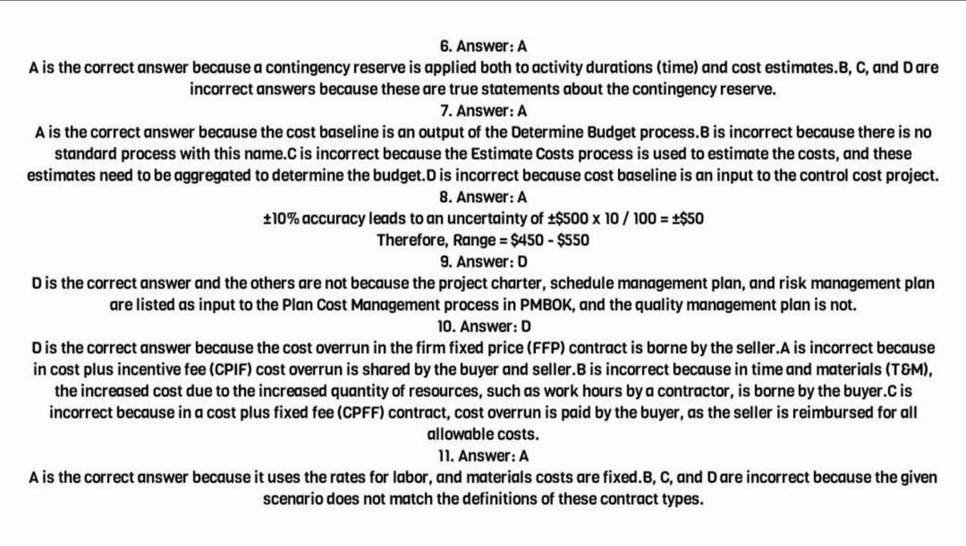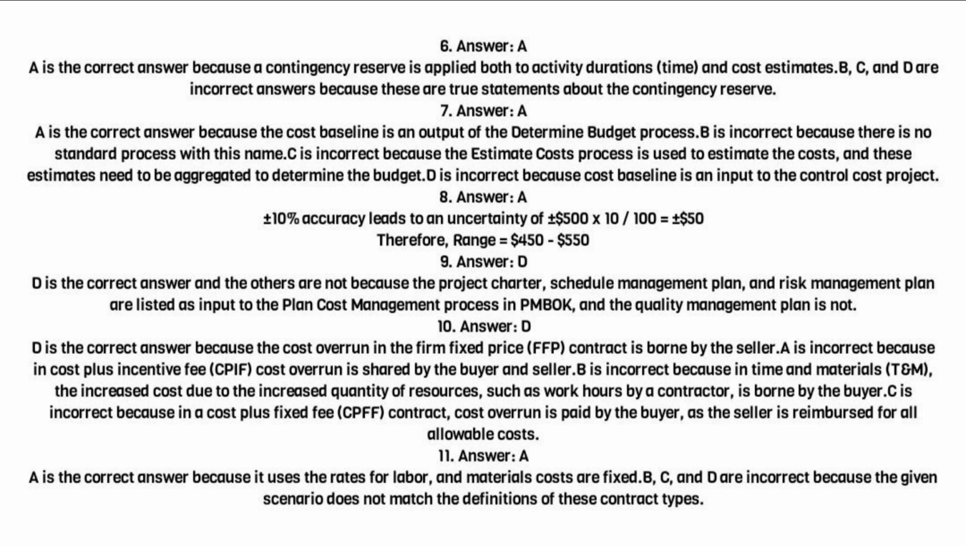10. Answer D. D is the correct answer because the cost overrun in the firm fixed price, FFP, contract is borne by the seller. A is incorrect because in cost plus incentive fee, CPIF, cost overrun is shared by the buyer and seller.